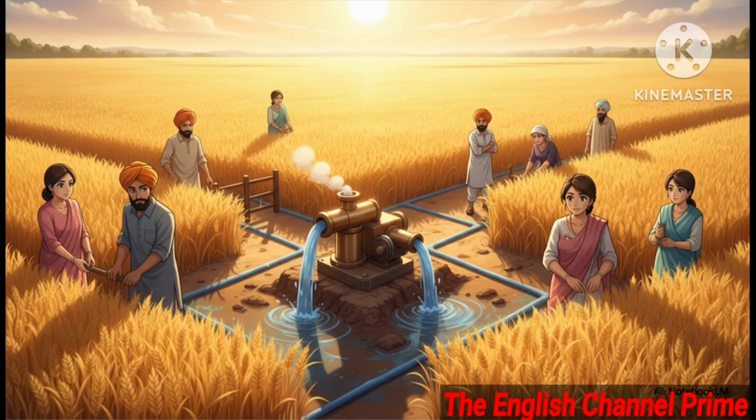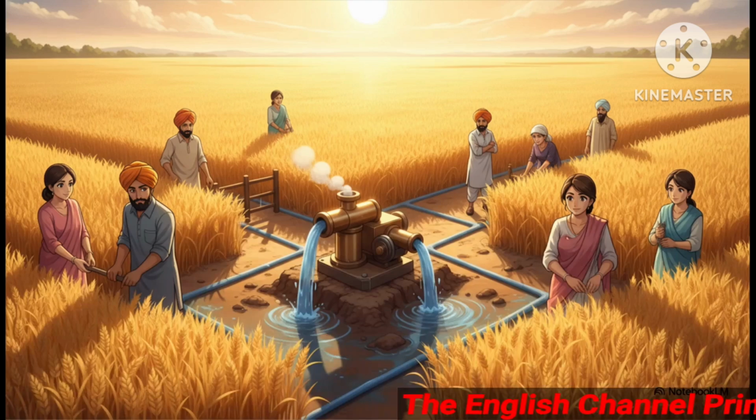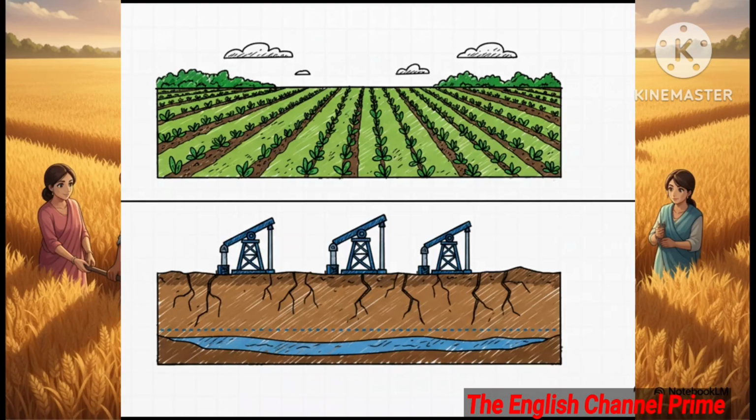So, our story kicks off in Punjab. Back during the Green Revolution, Punjab became known as the food bowl of the nation, which was an incredible achievement. But here's the catch. To grow all those high-yield crops, farmers started pumping out massive amounts of groundwater. And that set the stage for a really serious environmental problem.